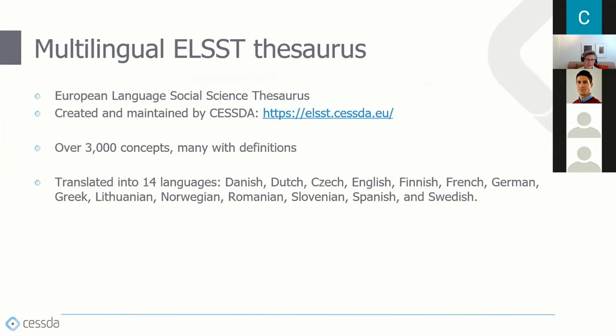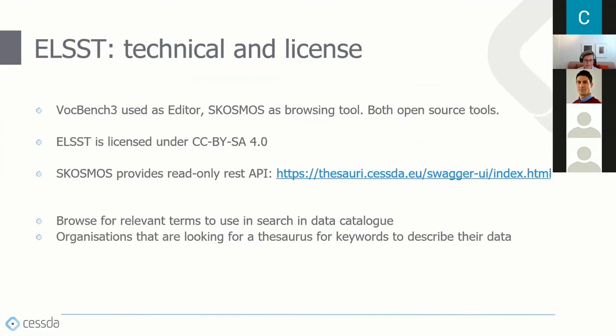And then there's also the multilingual thesaurus ELSST that CESSDA is maintaining. It has more than 3,000 concepts and it's been translated into 14 languages. It's licensed by CC BY-SA. And CESSDA uses open source tools to create this. So VocBench 3 is used as the editor and there's this Skosmos browsing interface, and Skosmos also provides the REST API for the vocabulary.